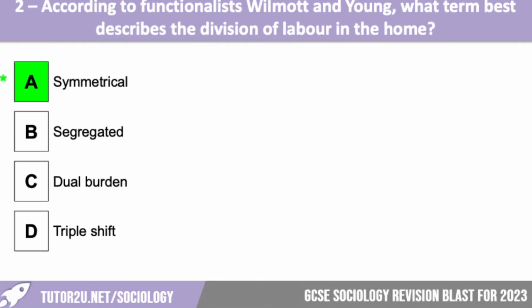So they argued that after a certain period of time, families became much more symmetrical. So the domestic chores were generally shared between men and women within the home. However, lots of feminists would argue that that isn't actually quite the case, and there still is a dual burden or even a triple shift, and that actually we're not really as symmetrical as Wilmot and Young claimed.